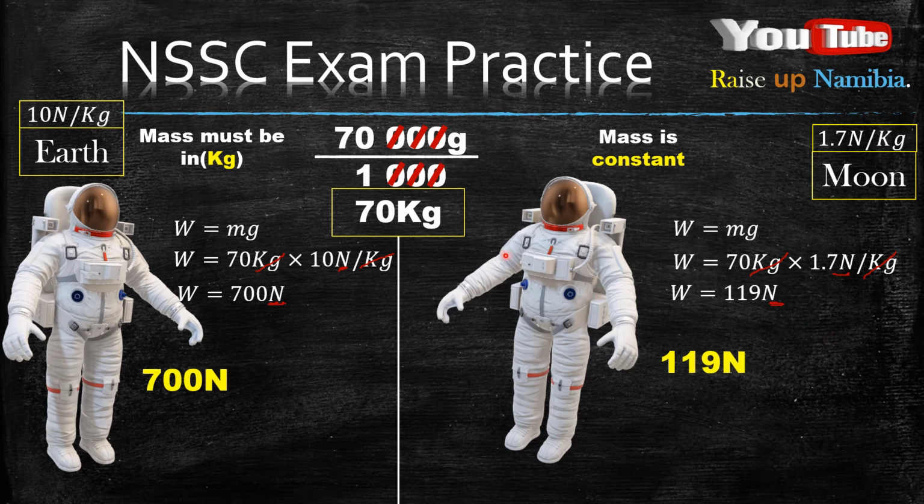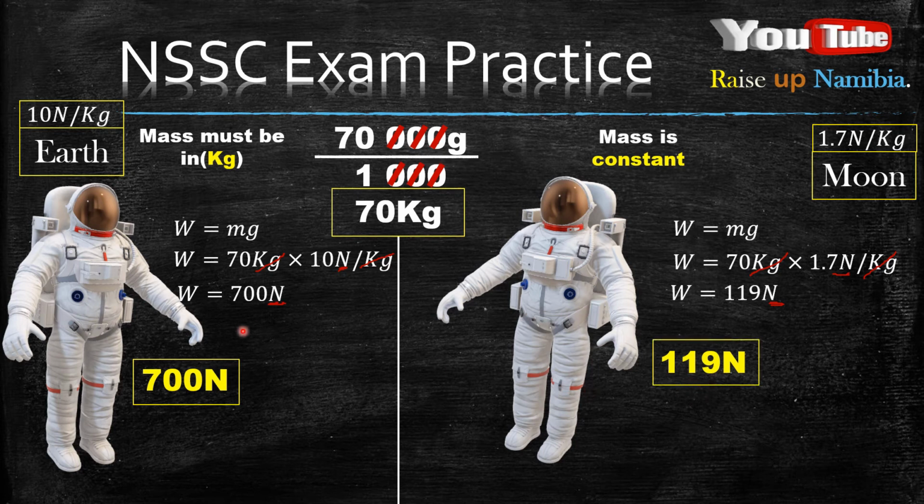Now, remember, and I'm emphasizing this so that you don't forget it, because you can get a question about the mass. Just remember that the mass never changes. Notice that when you look at this man on Earth, he weighed 70 kg. But on the moon, he also weighed 70 kg. So if you are asked about the mass and the weight, always emphasize that yes, the mass never changes. What changes is the weight. Because on Earth, his weight is 700 newtons, but on the moon, his weight is 119 newtons.